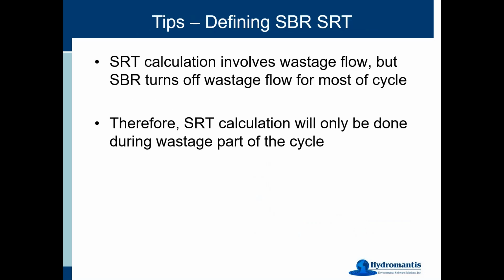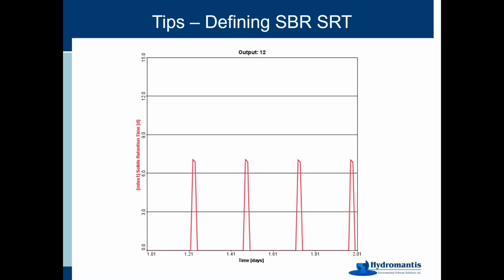So the SRT calculation that you would typically do in GPSX is a little bit different for an SBR than it is for other objects. The SBR, of course, is not wasting all the time, so you can't use it in the SRT calculation. It's really only done during the wastage phase of the cycle. So if you were to define, using the define button, the SRT for your particular system, and you did the wastage off the bottom of that SBR object, you would find that you get a graph that looks like this. And really, it's this answer here that is your SBR SRT.